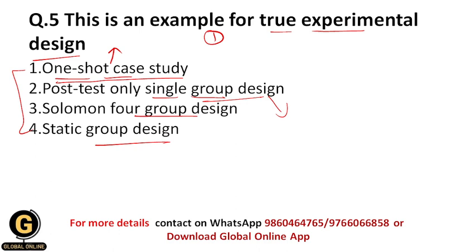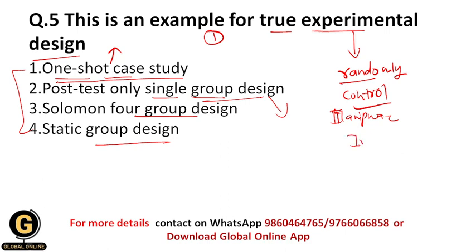So what is exactly a true experimental research design? I have told you earlier in this video that here participants are randomly assigned, as well as there is control over the variables. Okay, so these are the two main things, and as well we are going to manipulate the independent variable over here, manipulation of the independent variable. So these are the most important features of true experimental research design.